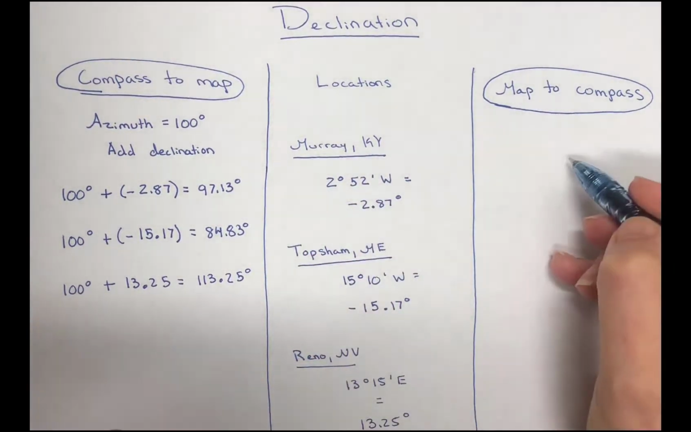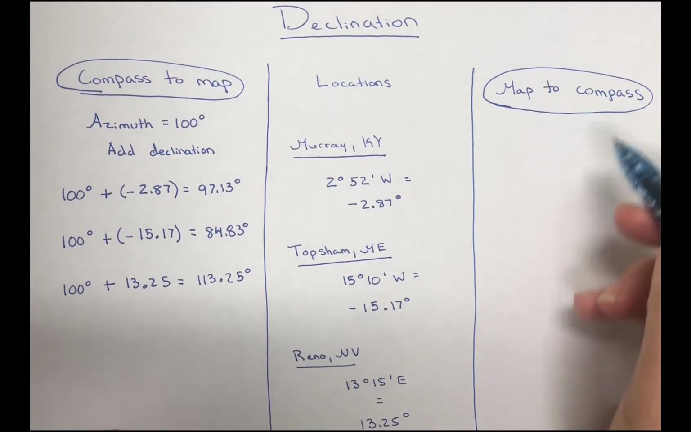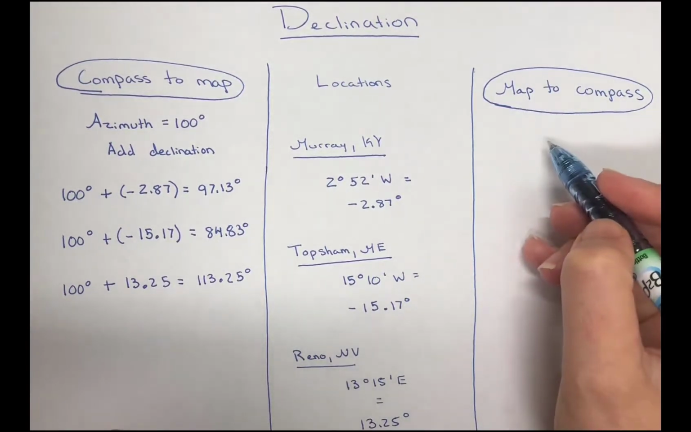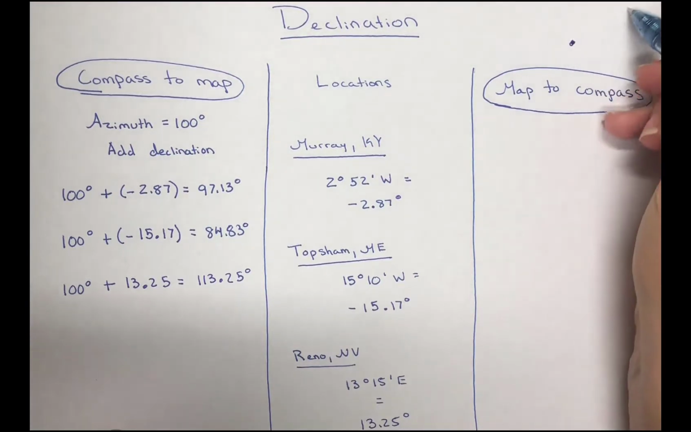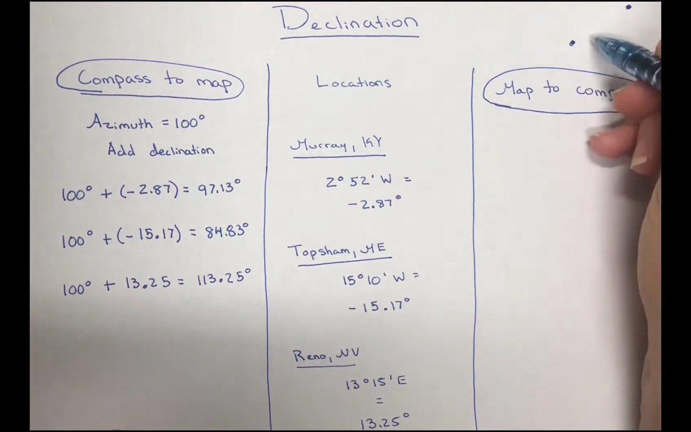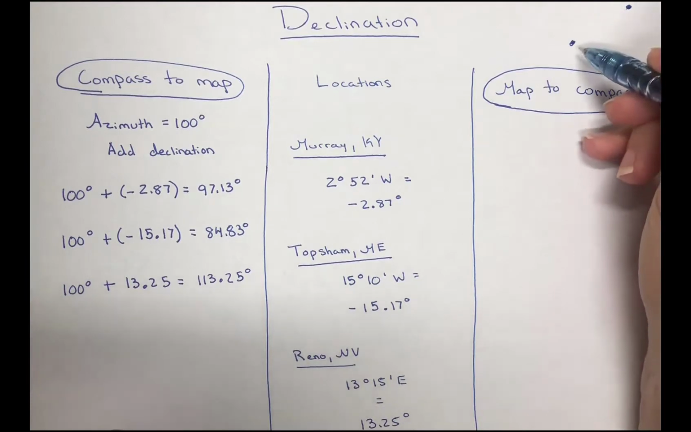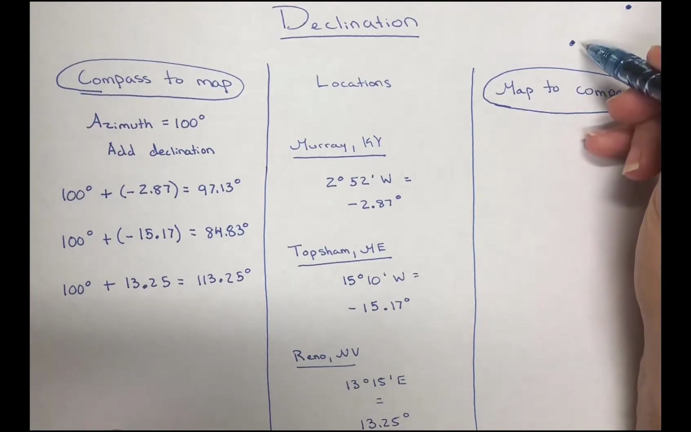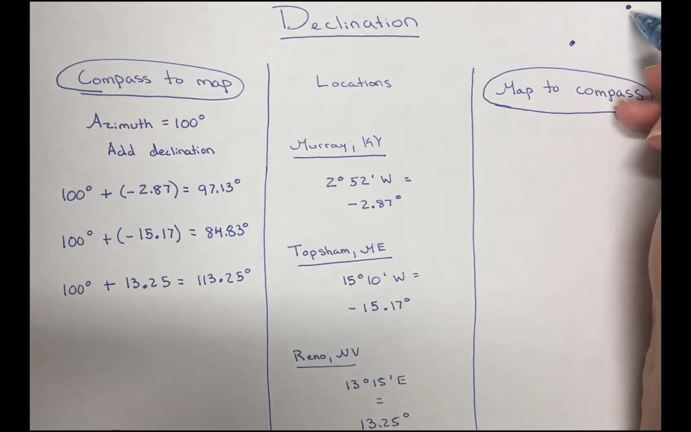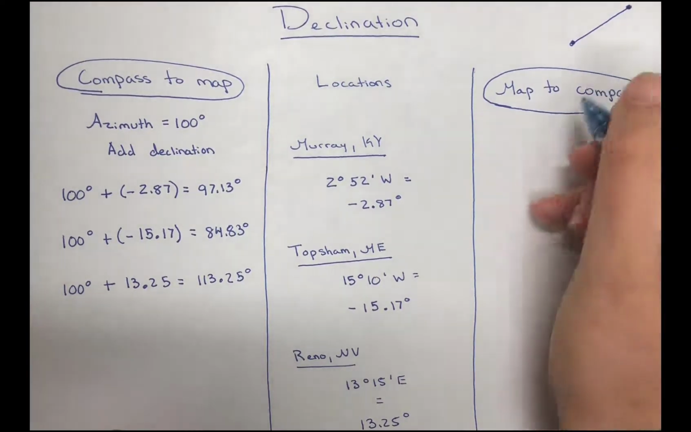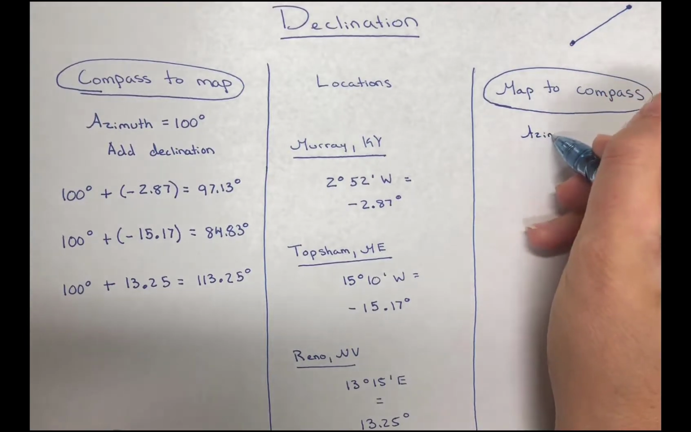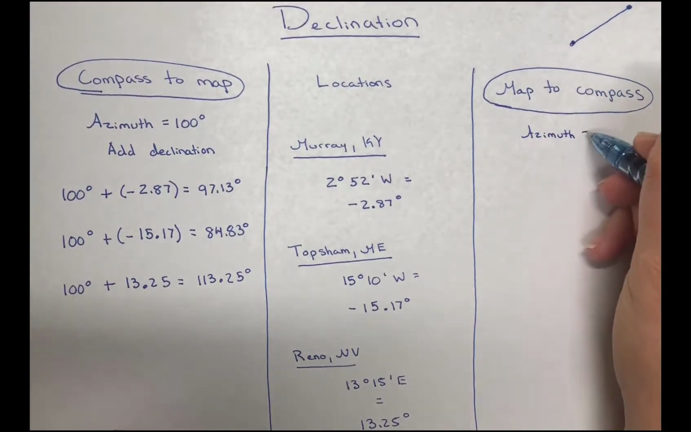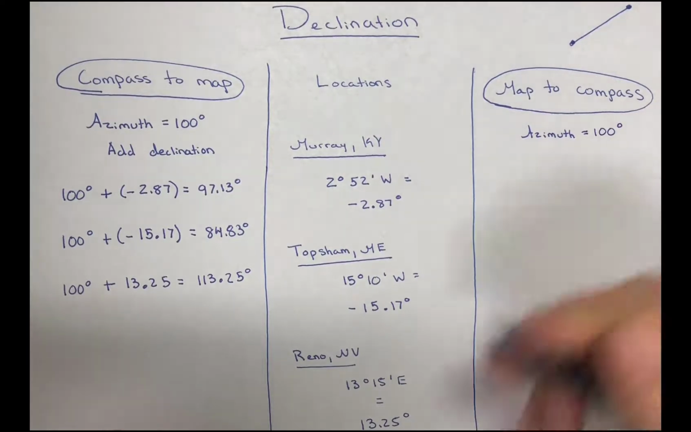Now, over here I'm going to show you how to go from map to compass. Oftentimes you will have two different points that you're given on a map, and you'll want to navigate between them. In another video, I'll show you how we actually can get the map azimuth from it. But once we have that, we need to convert it to be appropriate to use with the compass based on the declination. So maybe we want to go between these two points. Let's just say we get an azimuth again of 100 degrees for simplicity.